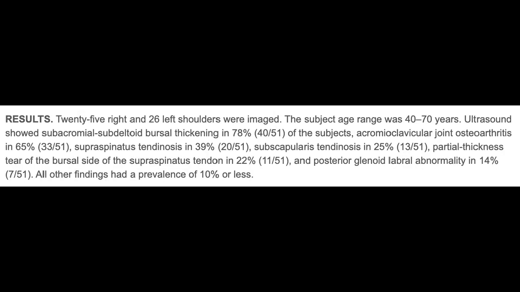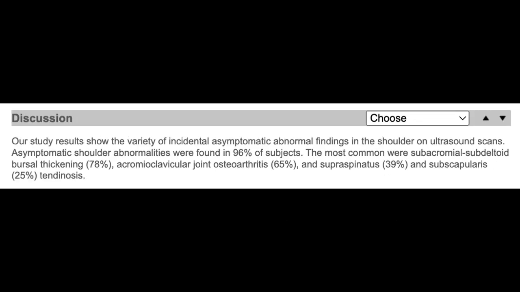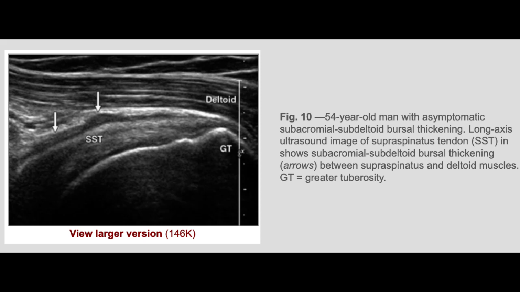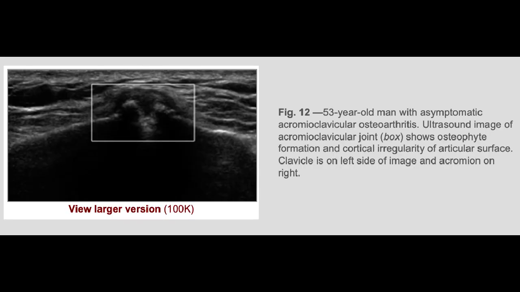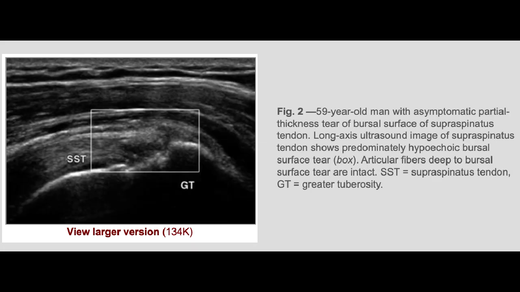In another study by Girish et al., 26 individuals aged 40 to 70 with no symptoms had ultrasounds performed on their shoulder and found 96% of them had some form of radiological finding, despite having no symptoms of pain. Subdeltoid bursa thickening in 78%, AC joint osteoarthritis in 65%, supraspinatus tendinosis in 39%, and even partial thickness tears of supraspinatus had no symptoms at all and was still found in 22% of people.